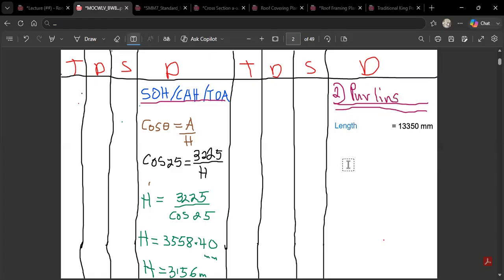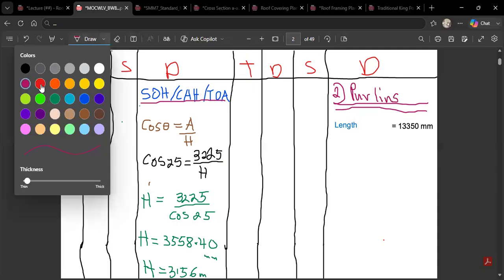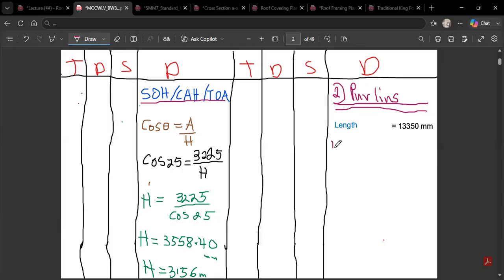And what next? From here we are going to less the roof eaves. I'll show you the purlins right now.